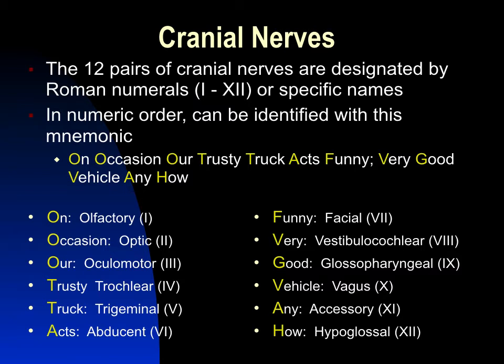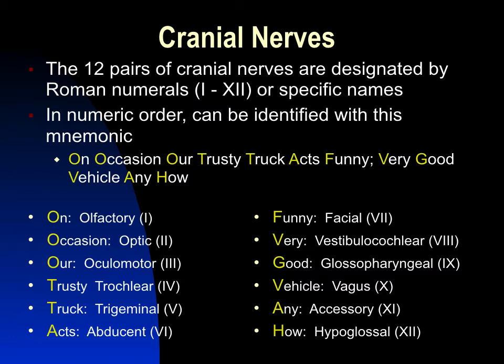And they're kind of named for what they're doing or where they're going. And so there's 12 pair of these: the olfactory, optic, oculomotor, trochlear, trigeminal, abducens, facial, vestibulocochlear, glossopharyngeal, vagus, accessory, and hypoglossal. And so there's all sorts of mnemonic devices that are used to remember these things. And so I have given to you one here. On occasion, our trusty truck acts funny, very good vehicle. Anyhow, I grew up learning another one, and there's many, many more.